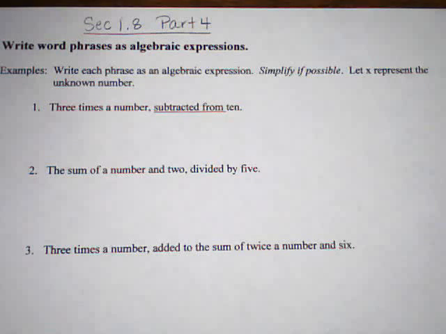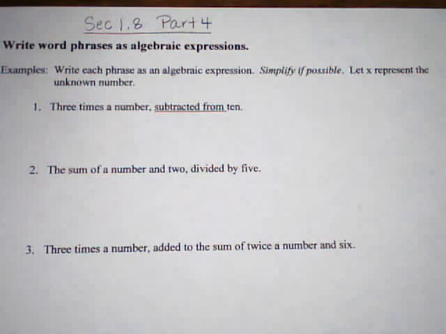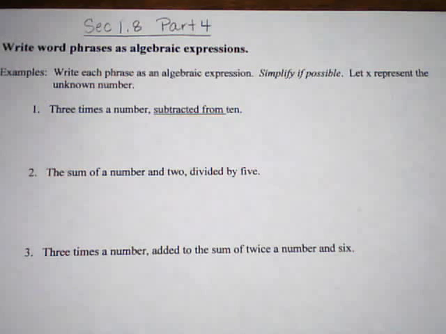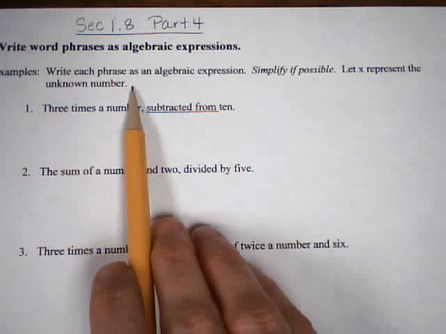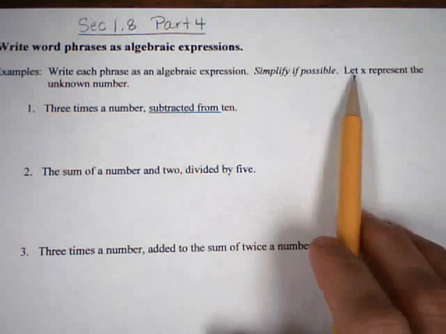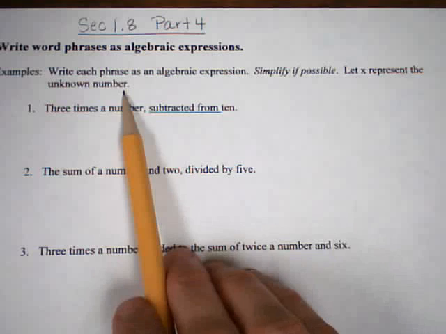Part 4 of Section 1.8. We always have a few of these problems thrown in throughout this first chapter where you have to take a sentence or a phrase and write it in mathematical terms. So you've seen this before on some of the other problems. Now that we've learned some new properties, we can apply these also to our translation problems. Write each phrase as an algebraic expression, simplify if possible. Let x represent the unknown number.